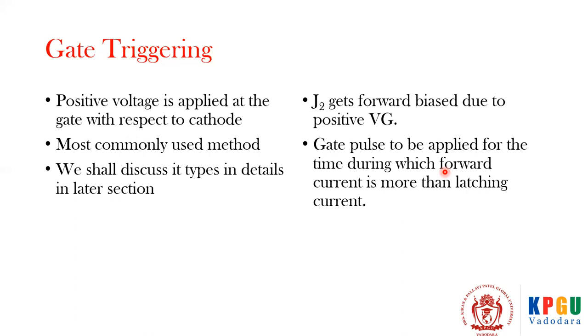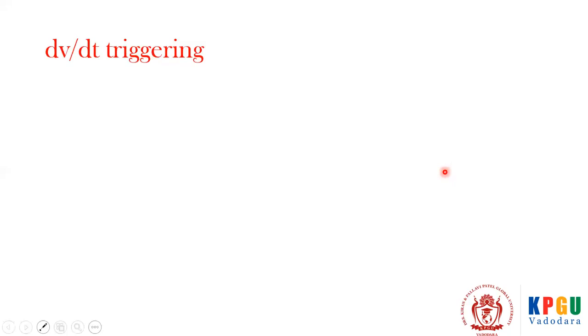So we shall discuss gate triggering in detail in the next videos, right? Now, of course, gate pulses can be removed after turning on of the SCR. Continuous gate pulse is not required, also not desirable. Now, the dV by dt triggering.